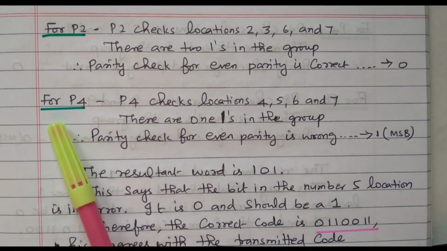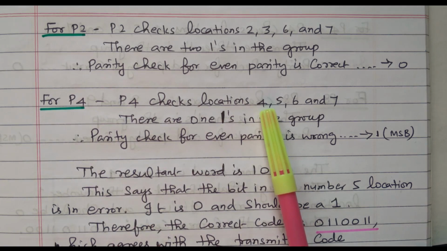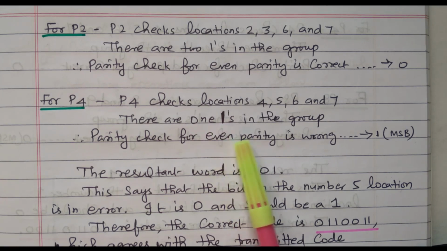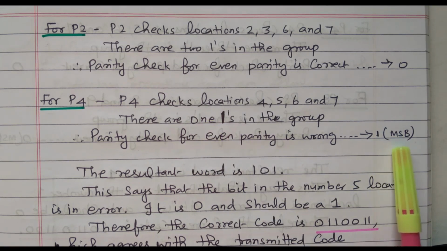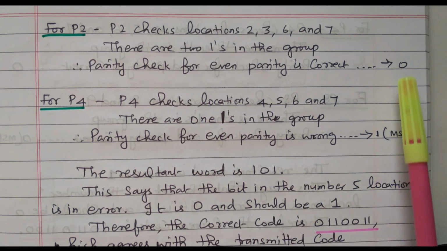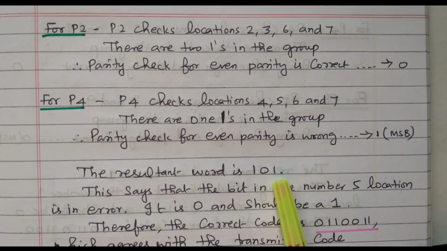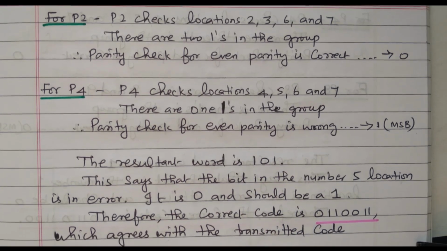P4 will verify the locations 4, 5, 6, 7. In locations 4, 5, 6, 7, only one 1 is available. 1 means an odd number, and we are using even parity. For even parity, when the number of ones is odd, the value will be 1. So this will be the MSB. We already decided the LSB, and the middle bit is available. This is the MSB, so we need to add all and frame this code: 1, 0, 1. LSB 1, middle bit 0, MSB also 1, right.